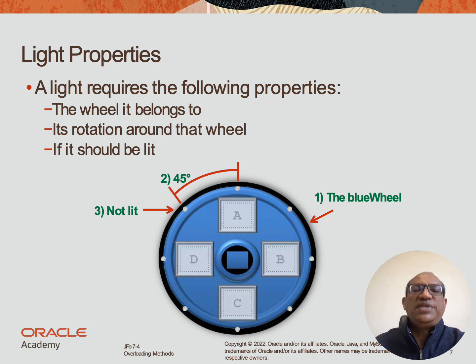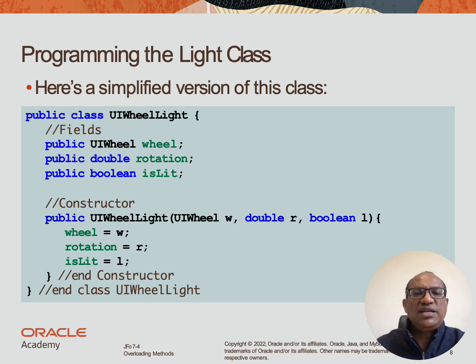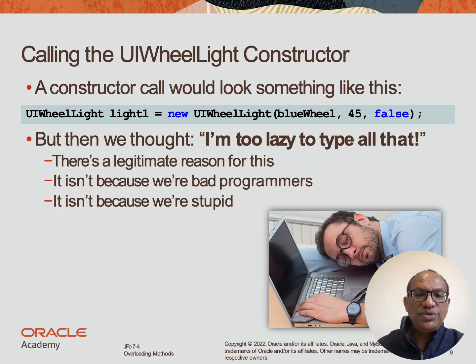Each light needs 3 things: which wheel it belongs to, what its rotation is, whether or not it's lit. Simple but important. So here is a class that models a light. To use it, UIWheelLight light1 = new UIWheelLight(blueWheel, 45, false). But typing out that third false value 89% of the time, not great.